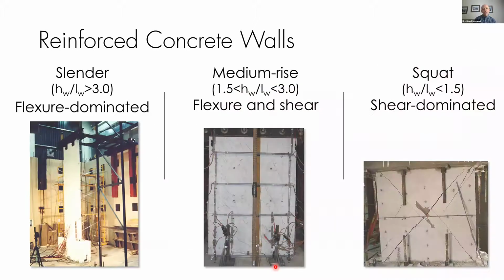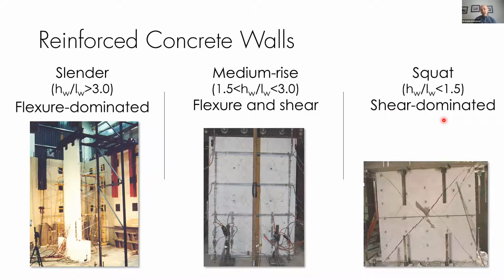In general, we can classify reinforced concrete walls and their behavior and failure modes according to their aspect ratio. Roughly, if you have a reinforced concrete wall with height divided by length, which we call aspect ratio, bigger than 3, those walls are primarily flexure dominated. If we have what we call medium rise walls, between 1.5 and 3 aspect ratio, those are dominated by a combination of flexural and shear deformations. And if we have squat walls, such as this one over here, they are shear dominated.